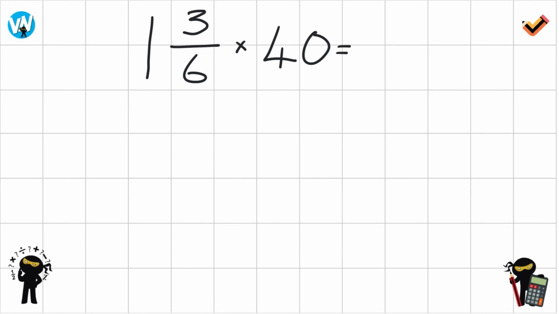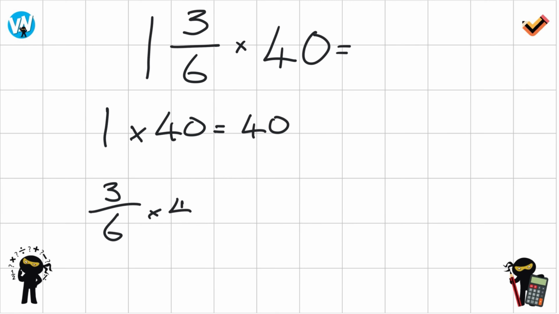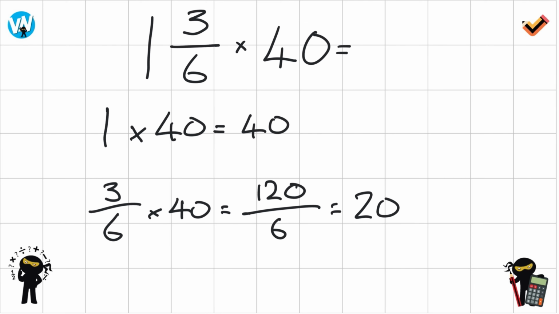And again, it's dead straightforward. 1 times 40, so this is the whole number, is going to give us 40. Then I'm doing 3 over 6 times 40, which is going to give me 120 over 6. And again, we should be able to see, how many 6s are in 12 when there's 2? So we're going to get 20. The answer before we do the short division is this part and this part. So we can see that the answer is 60.